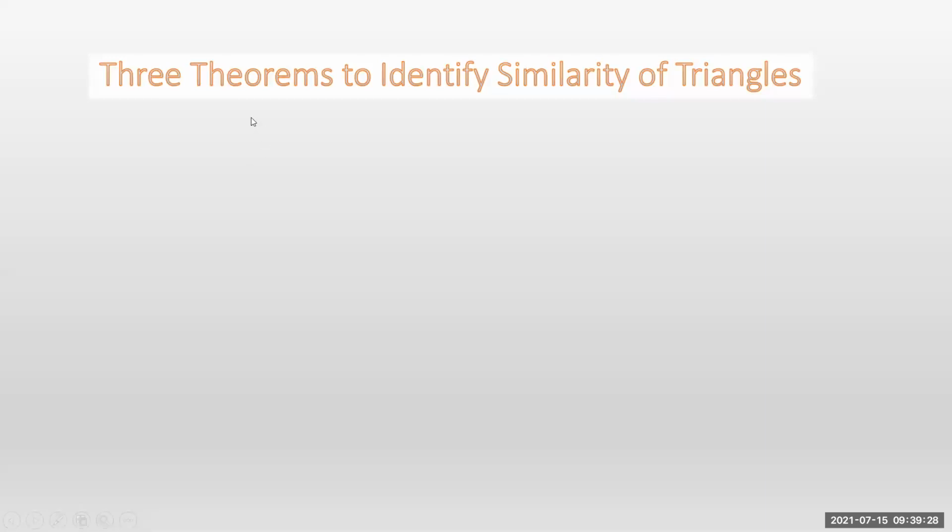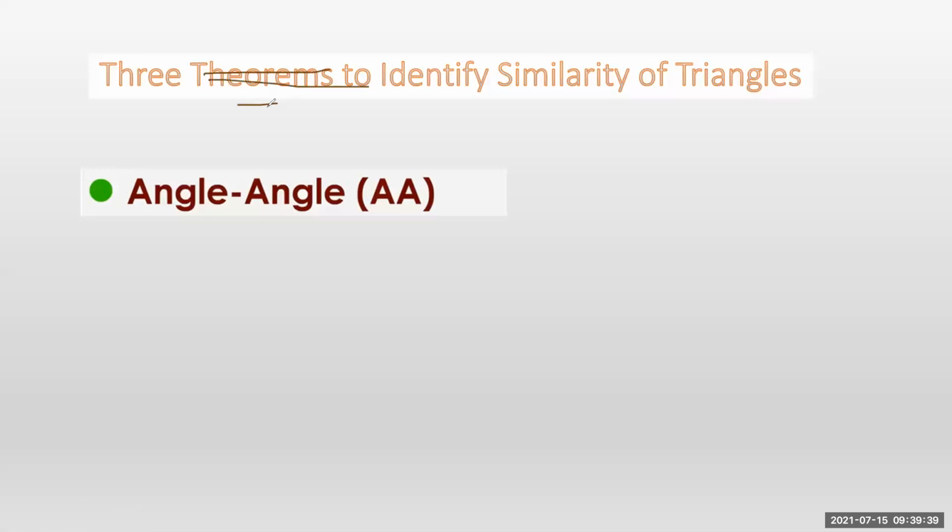Three theorems to identify the similarity of triangles. Now, instead of theorems, you can state that as the three tests. If you're getting confused with the word theorem, you can write that as test. The three tests, understand, to identify the similarity of triangles.